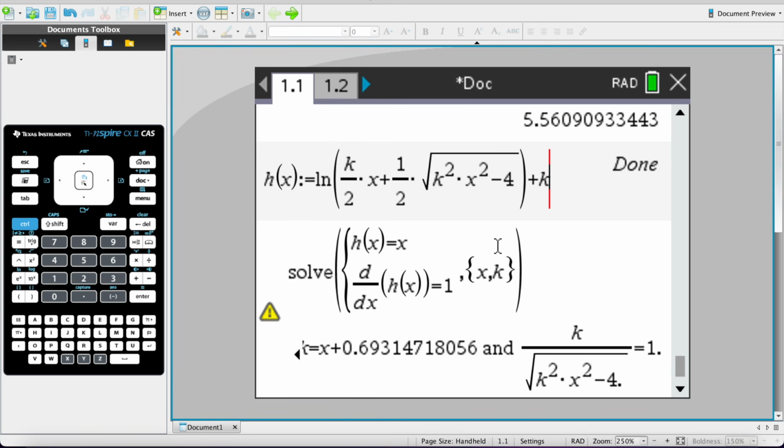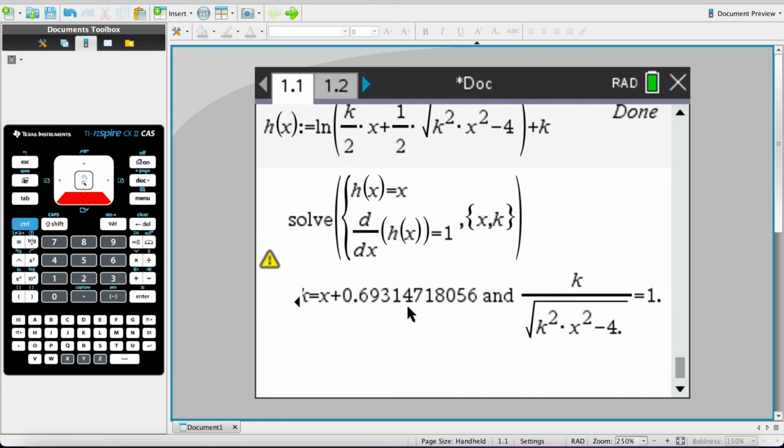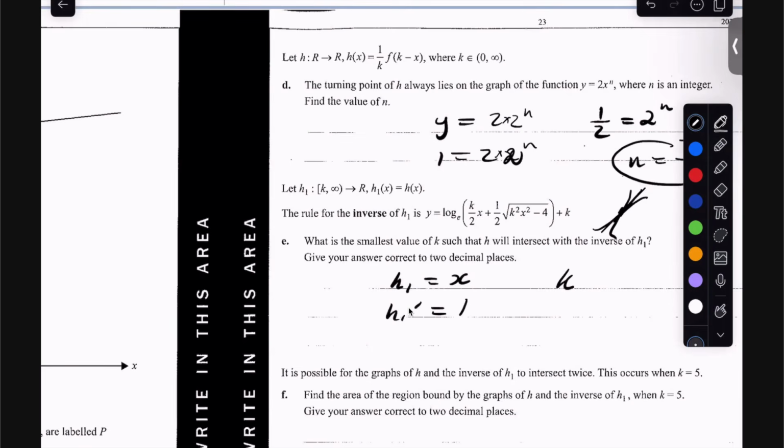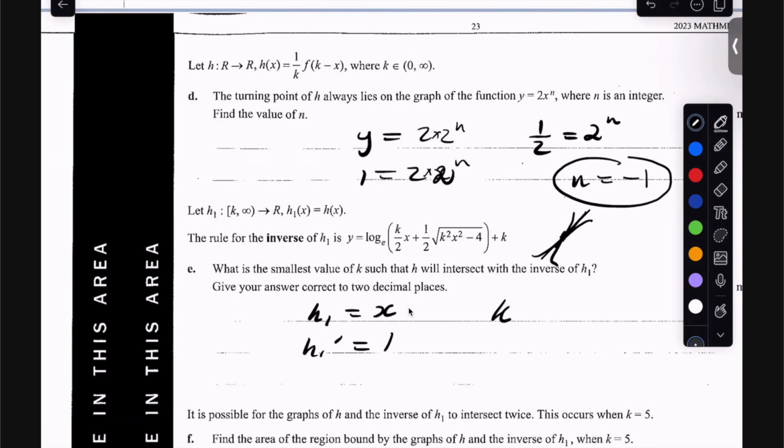Smallest value of k. No, I don't want to do a slider. So h of x is equal to x, and the derivative is equal to 1, and it still didn't want to work. Is that the same function as... okay, so if you look here, this is the same value, the same h, so this is still h.